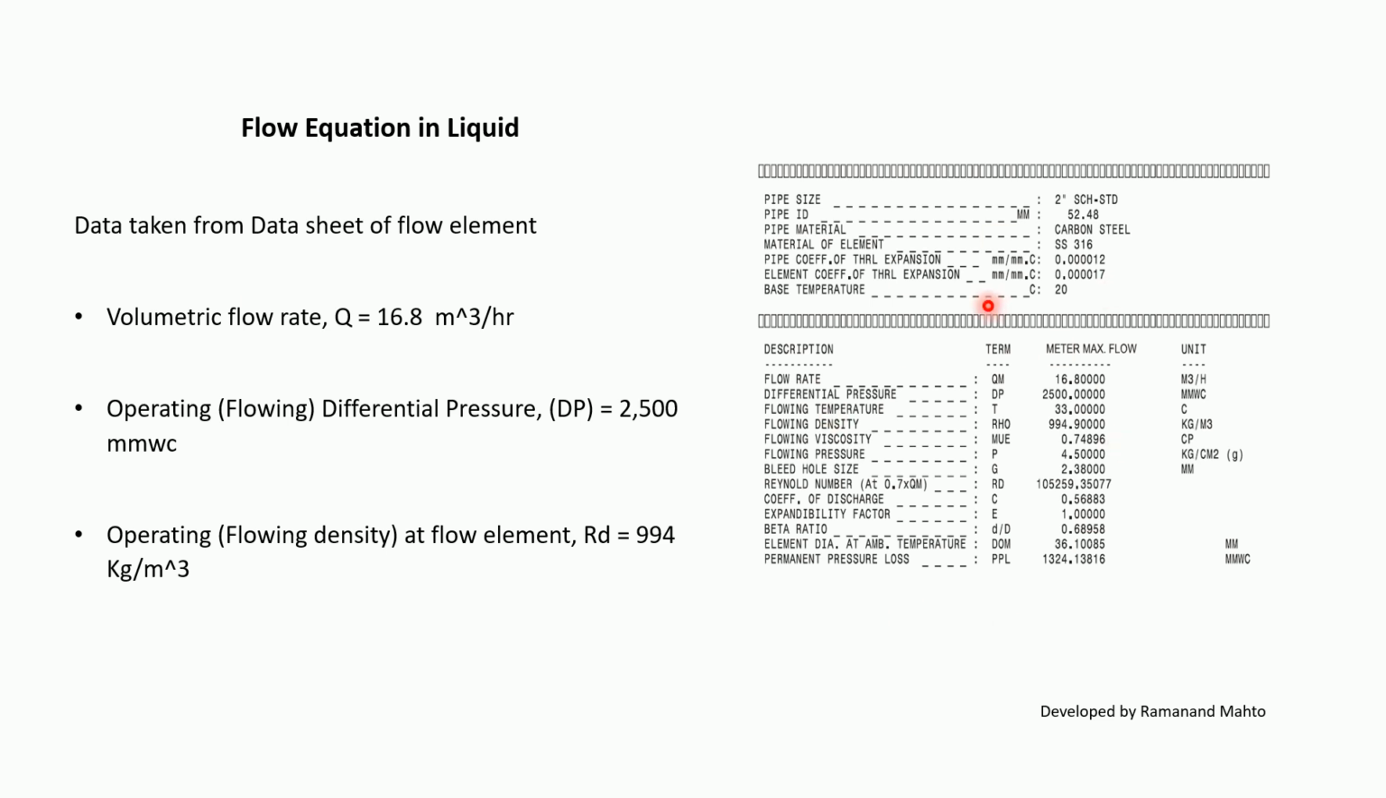These are the data. We have taken an example for the water case. Data taken from the data sheet: volumetric flow rate Q is equal to 16.8 meter cube per hour. Operating or differential pressure dP is 2500. Operating or flowing density at element Rd is written as 994.9 kg per meter cube. These three data are taken from the data sheet of water.